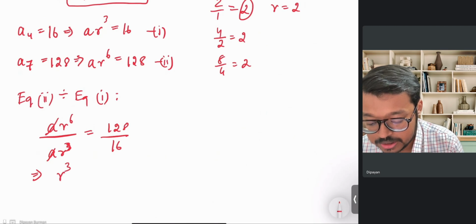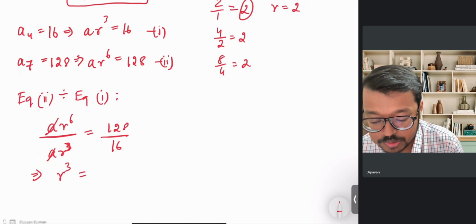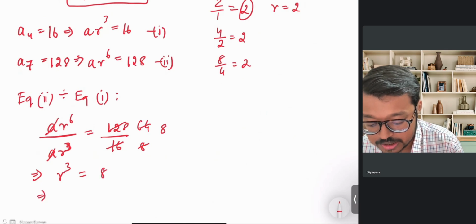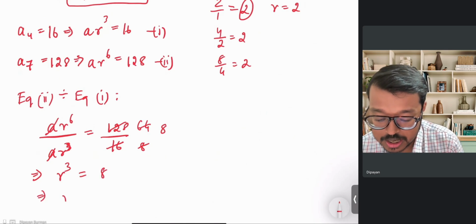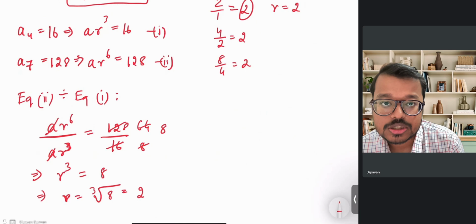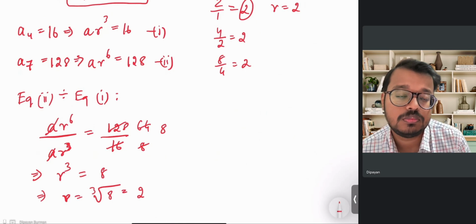That division will give me R cube, and that is equal to 128 by 16. If we simplify, we should get this is 8. So R cube is equal to 8. So that means taking cube root, R will be equal to cube root of 8, that is 2. So the common ratio R is equal to 2.